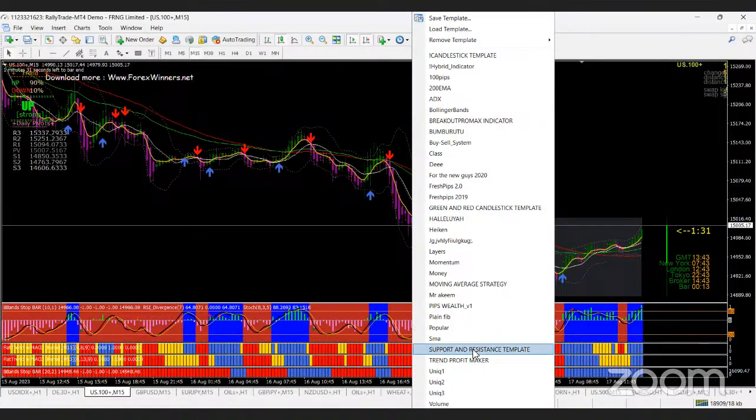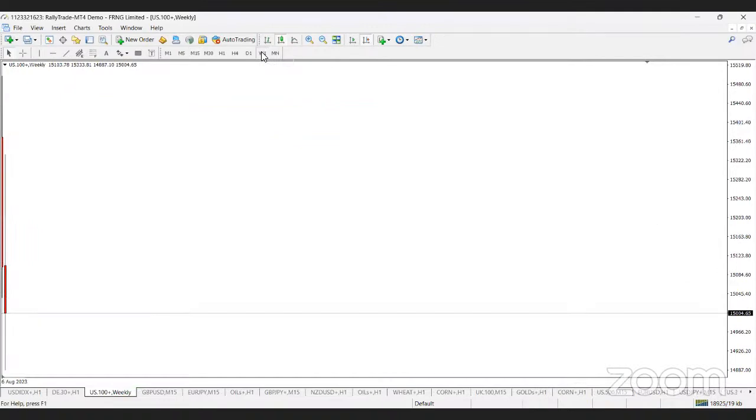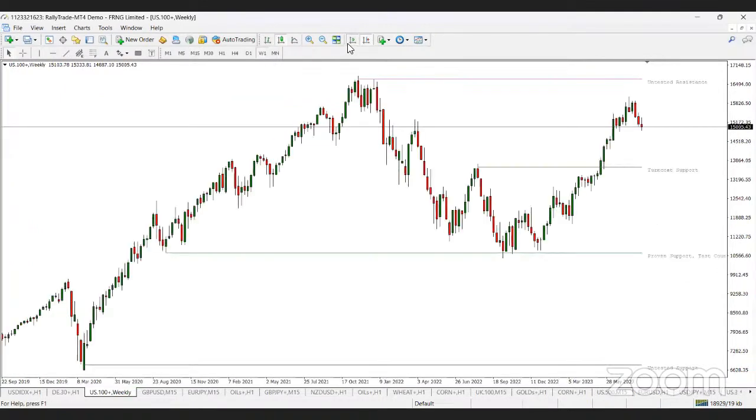Now let's begin with US 100 on the weekly time frame. You will notice that on the weekly time frame, this is the third week right now of consecutive selling.